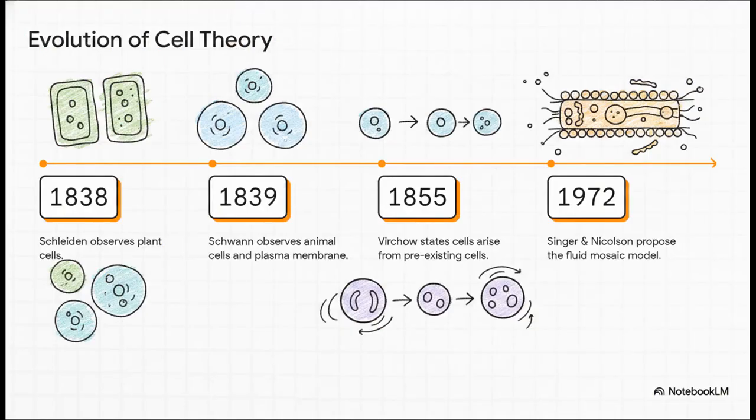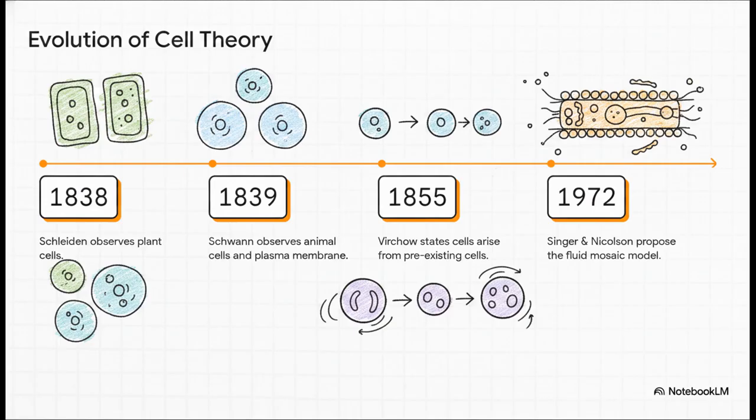To really grasp how this tiny building block creates life, we kind of have to look back at the historical journey of its discovery. And honestly, this wasn't an overnight revelation. It took decades of work. Back in 1838, a German botanist named Matthias Schleiden noticed all plants were made of cells. Literally a year later, zoologist Theodor Schwann spotted this really thin outer layer on animal cells, which is what we now know as the plasma membrane. Schwann boldly proposed that all plant and animal bodies are built from cells.